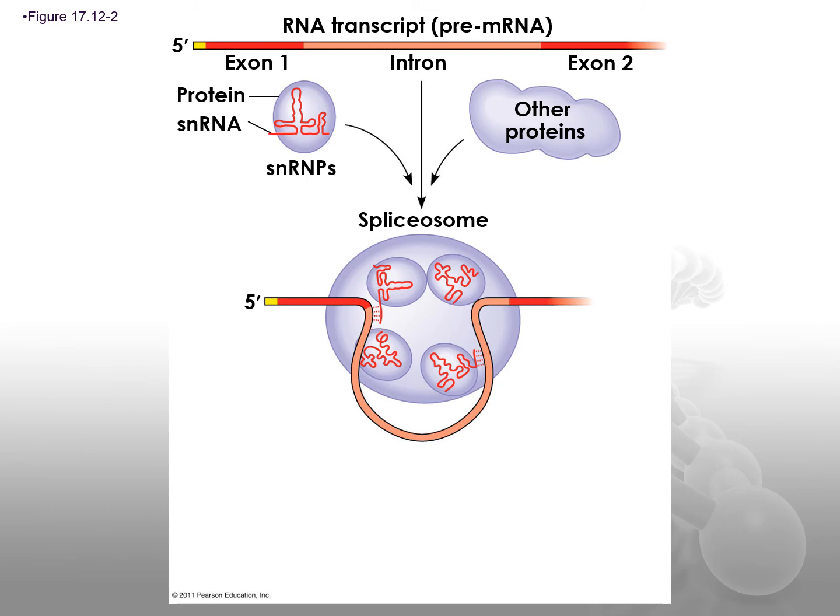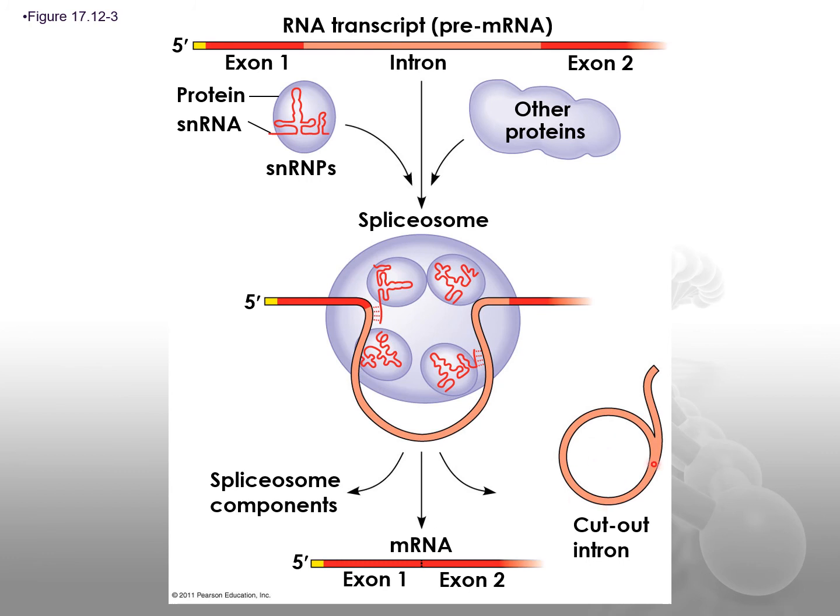So the spliceosome has some enzymatic activity. It's going to cut the RNA at the boundaries between the introns and the exons, cut out that piece of intron. This intron will then be degraded and then reused, or recycled really. And then you can see the two exons are connected together to create the final messenger RNA. So again, it's the spliceosome that actually does the RNA splicing.